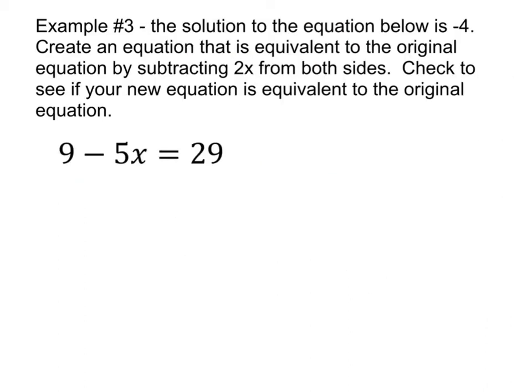Okay, you're going to do this one. Same idea. The solution to this equation here is negative 4. If you want, you can check that, but believe me, the solution here is negative 4. You are going to create an equation that's equivalent to the original equation by subtracting 2x from both sides. And then I want you to check to make sure your new equation is equivalent. All right, so you're going to do this one. So please pause and work this out.